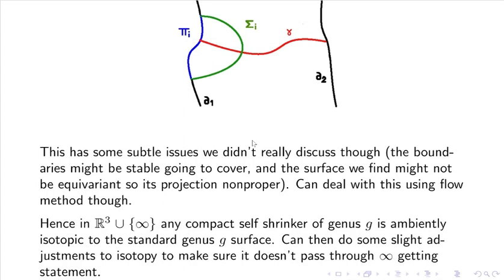So hence in R3 union infinity, so this is S3 again, any compact self-shrinker of genus G is ambiently isotopic to the standard genus G surface. And by moving the isotopy away from infinity, you can make sure that the isotopy is completely in the R3 part, so to speak. And so then that gets the statement that any genus G self-shrinker in R3 is isotopic to a standardly embedded genus G surface.